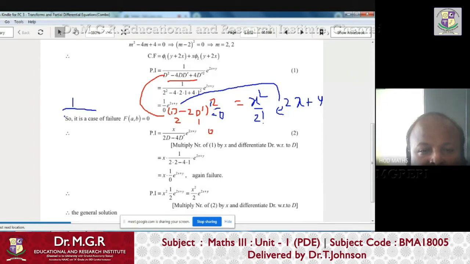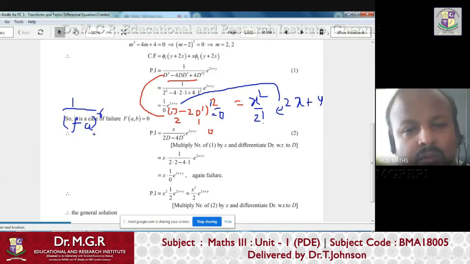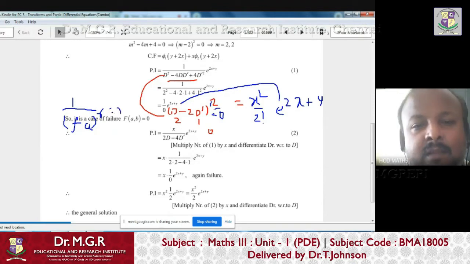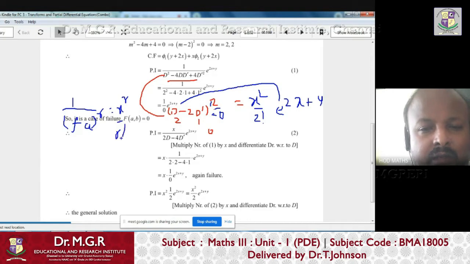whenever you write the denominator in factor form, you have to check the power of the factor. When you substitute the D value and D dash value here and it becomes 0, then we have to multiply the term with x power r by r factorial, x power r by r factorial, right. This is one way to solve the problem whenever the denominator becomes 0.